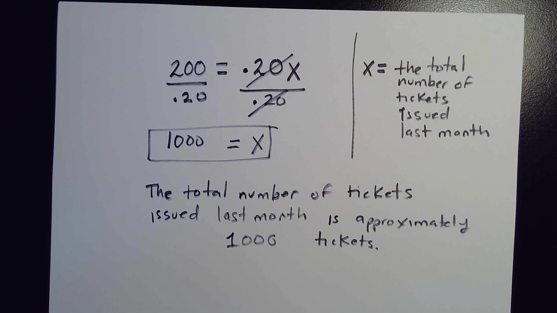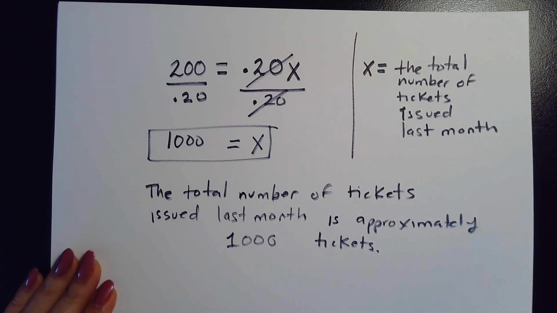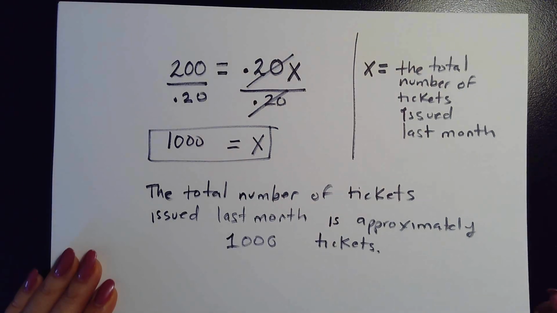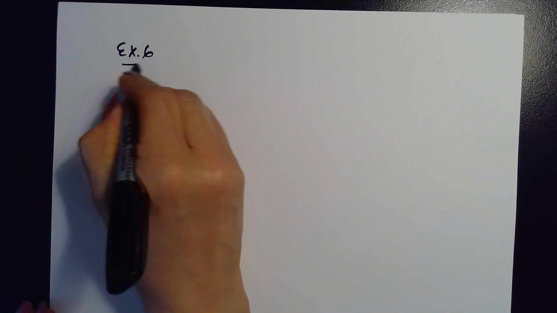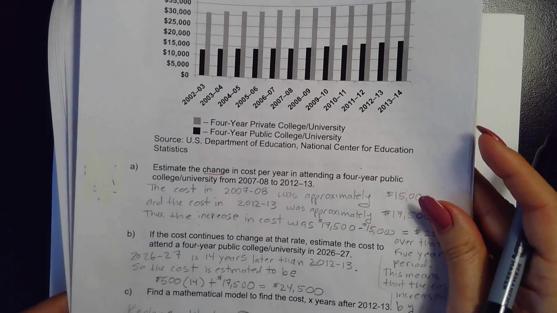All right? And so let's look at number 6 to end this video. That's going to be the last problem I do. And remember, this is covering sections 4.1 and 4.2. And let me get another marker because I'm running out of ink. So this is example number 6. Okay, look at number 6 here.